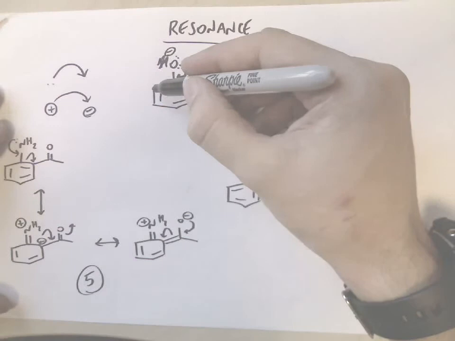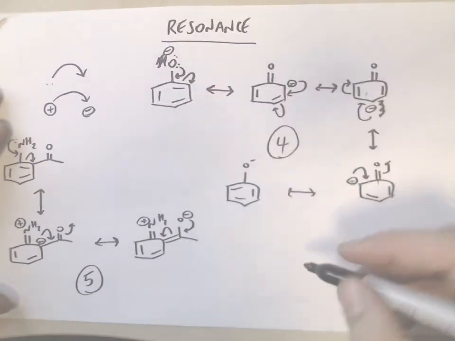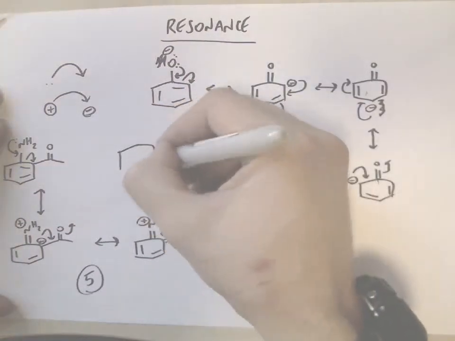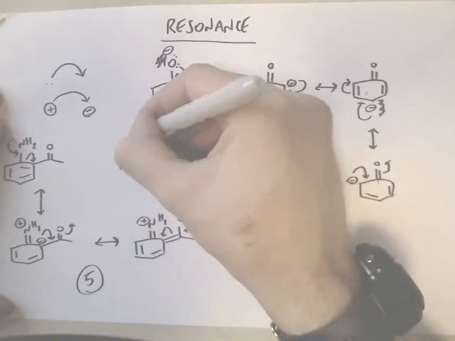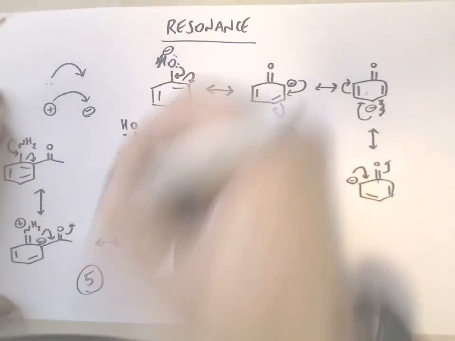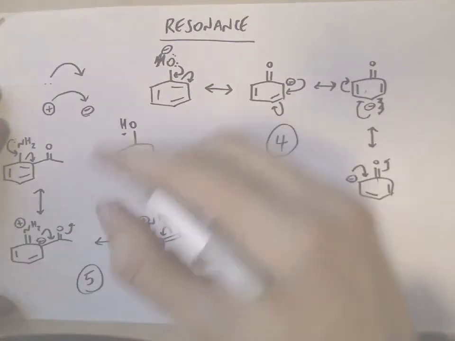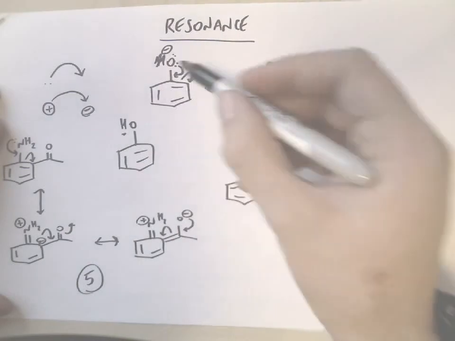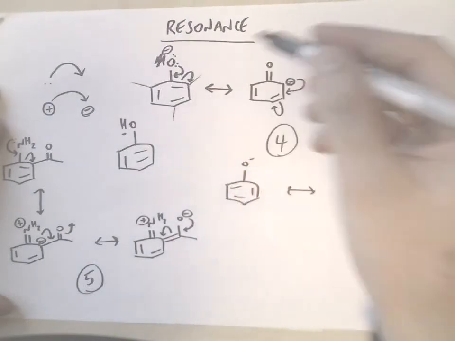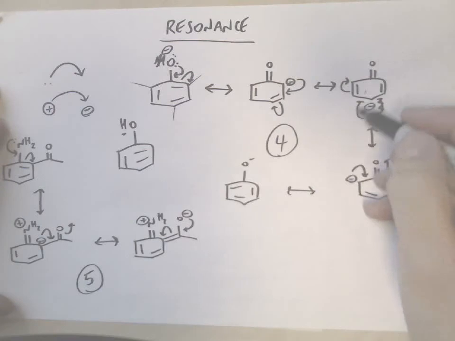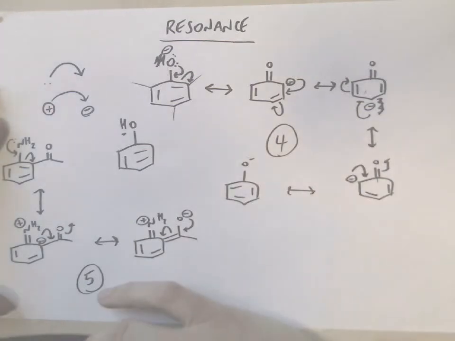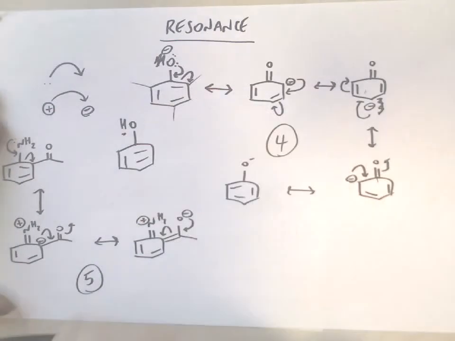And when we, for example, look at phenol, if you think that phenol is acidic and it gives you the negative charge, the more groups you have that can soak up this negative charge, the more stable the anion will be, and therefore the more acidic your proton will be.